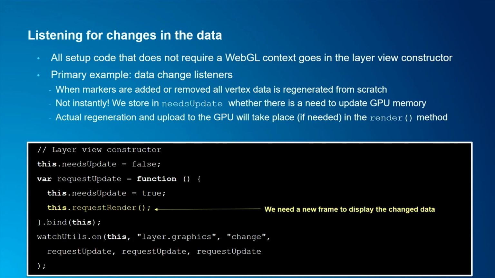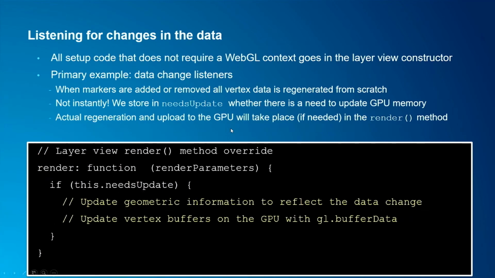These geometric data, these vertex data, must be updated every time that the layer data changes. To do this, in the constructor of the custom layer view, we start listening to the layer.graphics property, and every time that a graphic is added or removed, we set a flag, needsUpdate, to true, and we request a new frame, a new render. This eventually will cause the render method to be called, and inside the body of the render method, we will check the state of the needsUpdate flag, and if we find it to be true, we will update the vertex data contained in the vertex buffer and upload the updated data to the GPU with gl.bufferData.